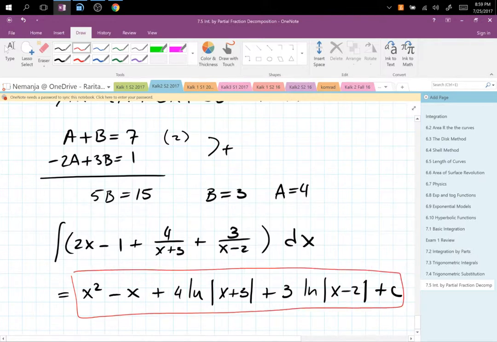So this was one of the problems which featured the long division, and you have to be on the lookout for that. If the exponents on the numerator and denominator are the same, or the numerator has the larger exponent, you have to do long division first. If you have the larger exponent in the denominator, you just go straight with the partial fraction decomposition.